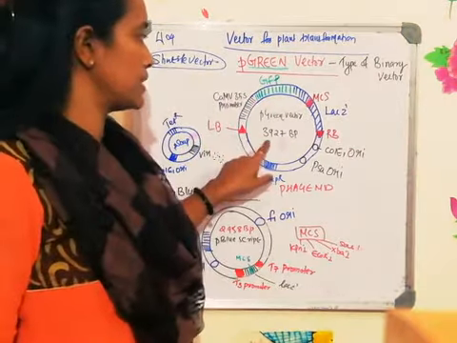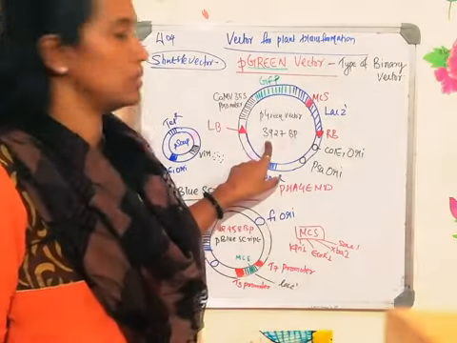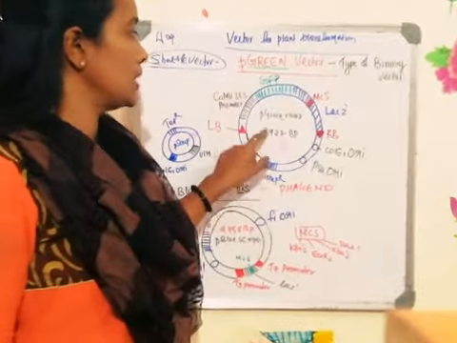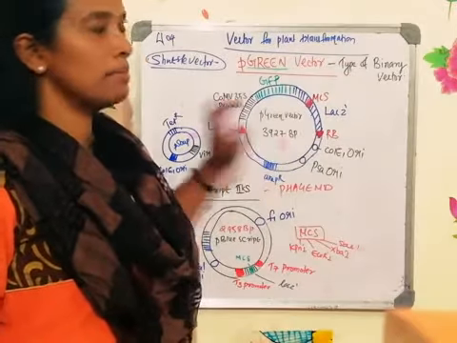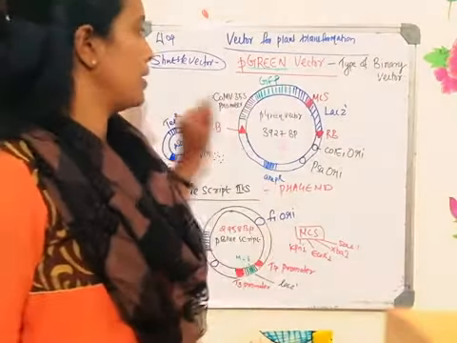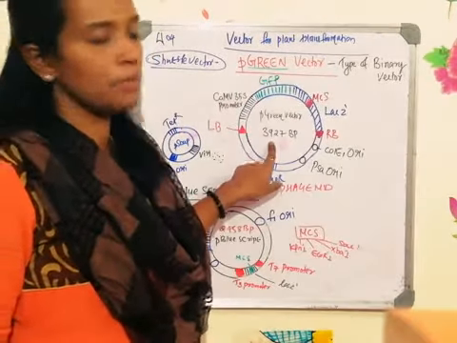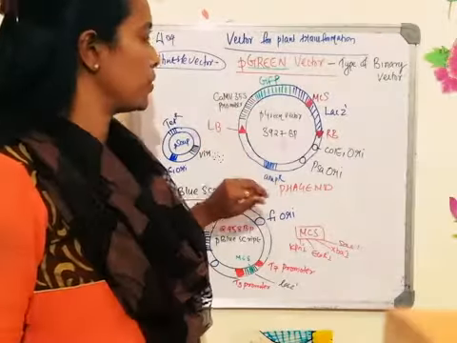Now, when you talk about the vector, always you have to remember the size of the vector. The size of the vector is 3927 base pair. So that is the size of this particular vector, 3927 base pair. Therefore it is less than 10 kb in size. That is a very important point to remember.